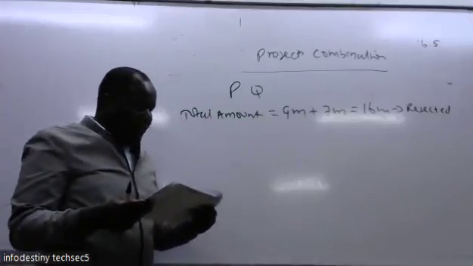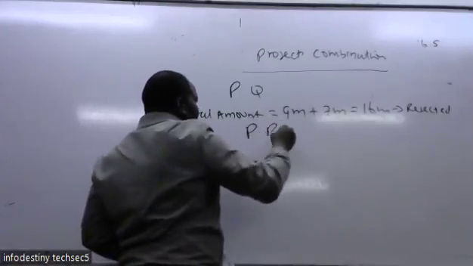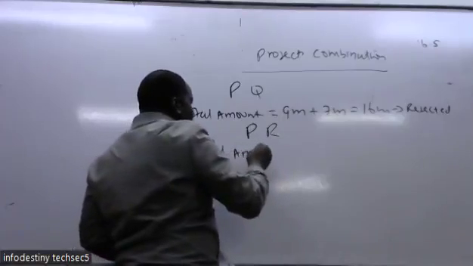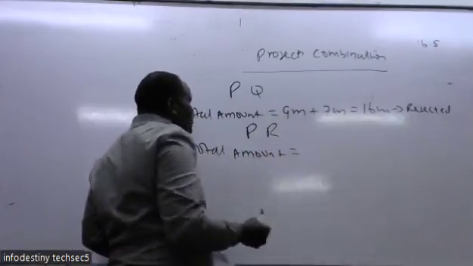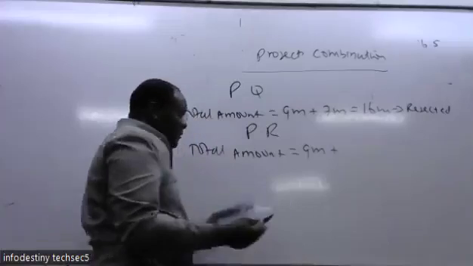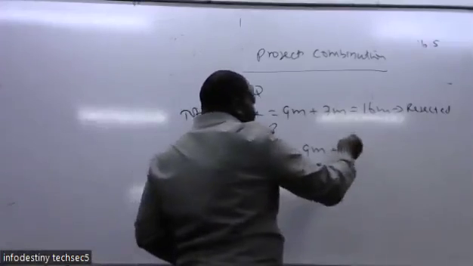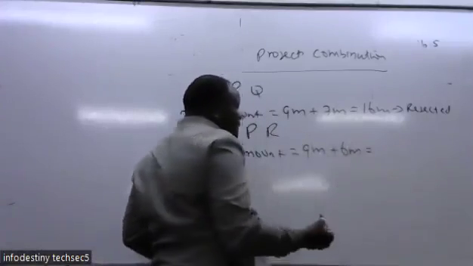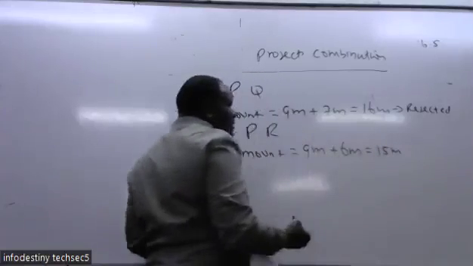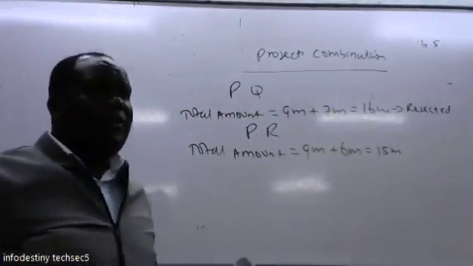So we confirm PR. For PR, total amount: P is 9, and R is 6. When you add, it gives us 15. So that one you say accepted. That combination we accept.